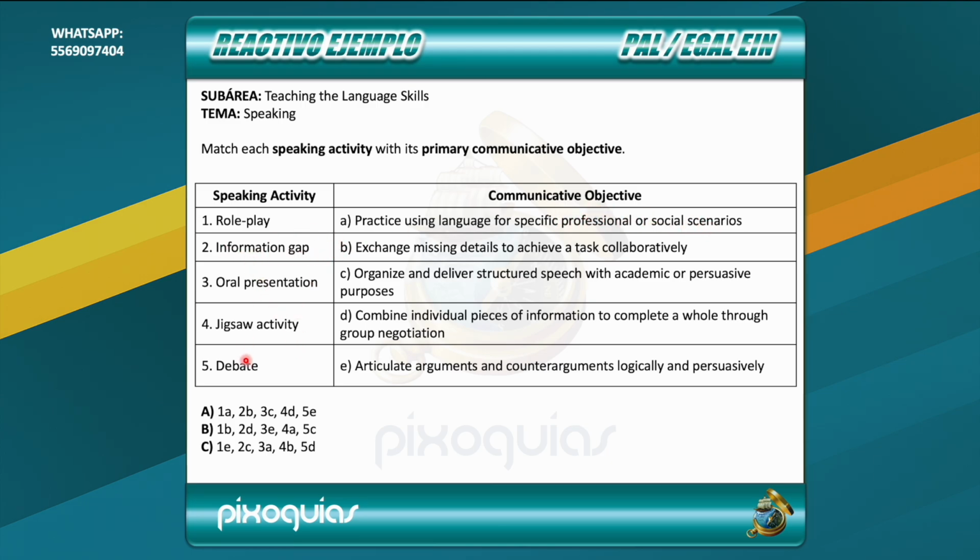2. Information gap with B, that is exchange missing details to achieve a task collaboratively. 3. Oral presentation with C, organize and deliver structured speech with academic or persuasive purposes. 4. Jigsaw activity with D, combine individual pieces of information to complete a whole through group negotiation. And 5. Debate, articulate arguments and counterarguments logically and persuasively.